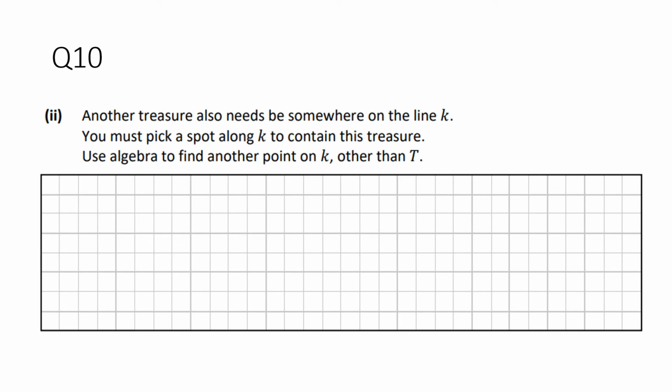For part 2 then, so you've got another treasure. It needs to be somewhere on the line k. You must pick a spot along k to contain this treasure. Use algebra to find another point on k other than t. So from your previous question, you knew that you had your equation of your line of x minus y minus 3 is equal to 0. So if trying to use another point, just sub in any value of x that's on the x-axis. So sub in 1, for example, and then find y.